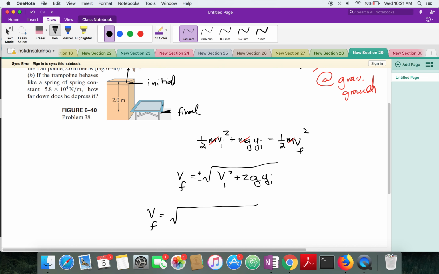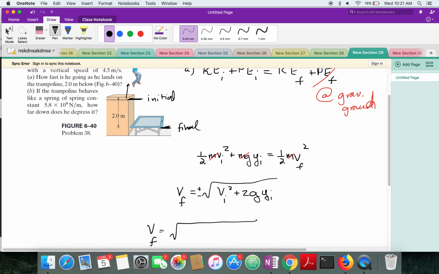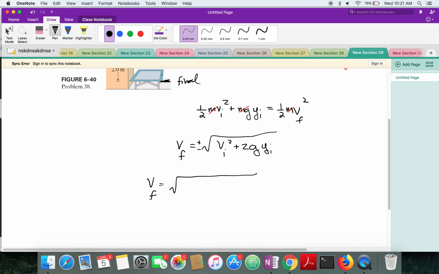But let's just go through this. So they say v initial, I believe, is 4.5. Yeah, 4.5 meters per second, squared. Plus 2 times 9.8 meters per second squared times y initial, which is 2 meters. So I'm going to plug this into the calculator. So 4.5 squared plus 2 times 9.8 times another 2, square root that whole thing, you get about 7.7 meters per second.